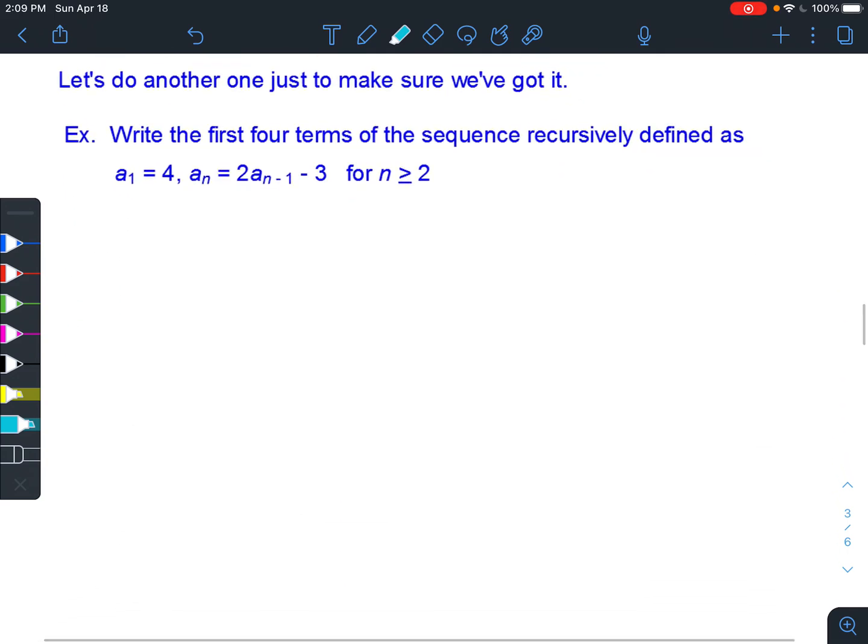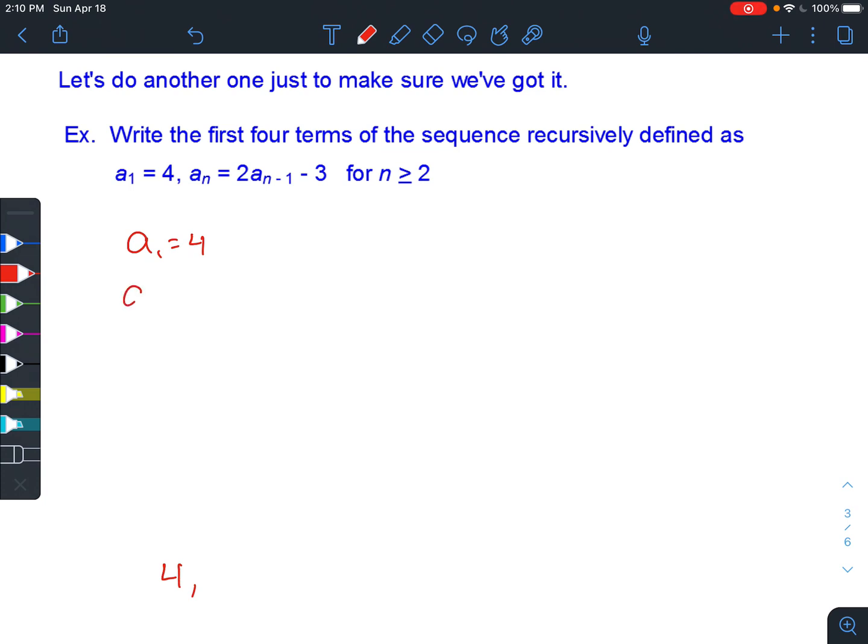So let's do another one, make sure we've got it. And here's all that in action. Hopefully it'll make more sense when you see it taking place. Again, the directions of the book are going to be write the first 4 terms, and here we are. The good news is a sub 1 equals 4. Well, that's the first term. So as far as my final answer goes, it's 4, comma, and what else is going to happen is yet to happen, but let's figure it out.